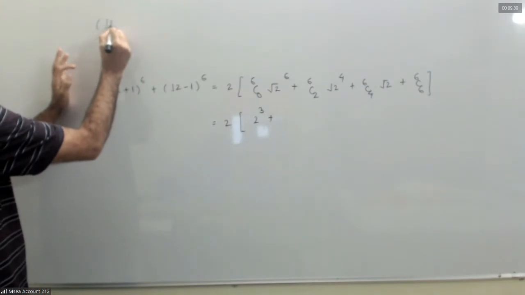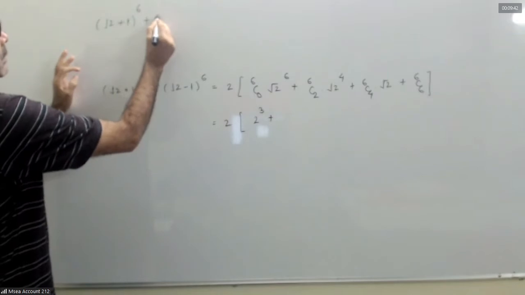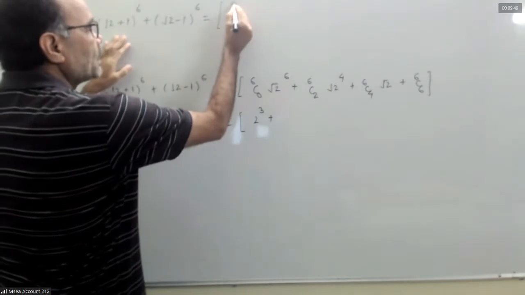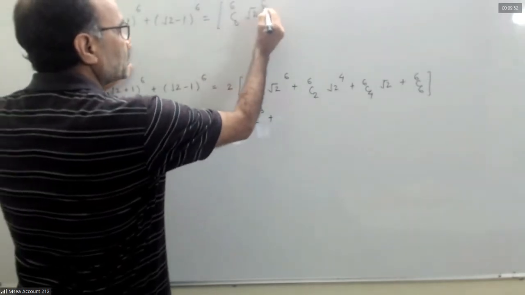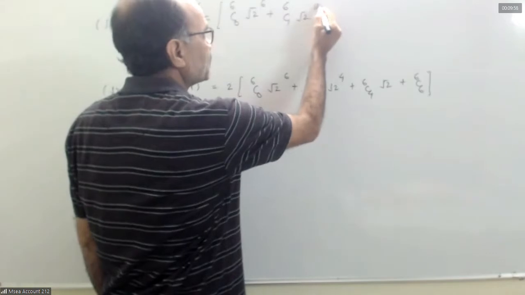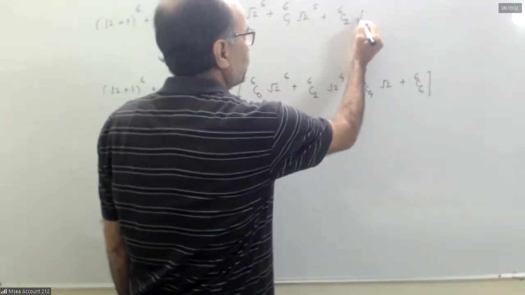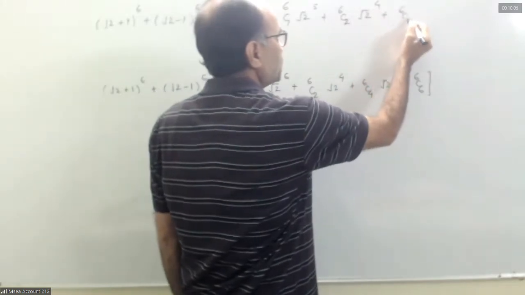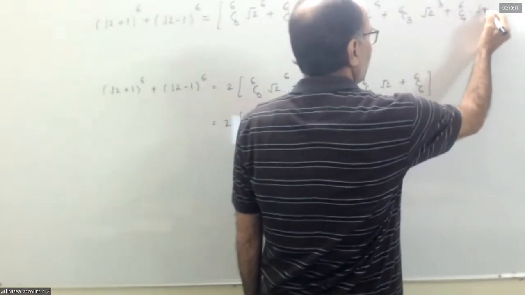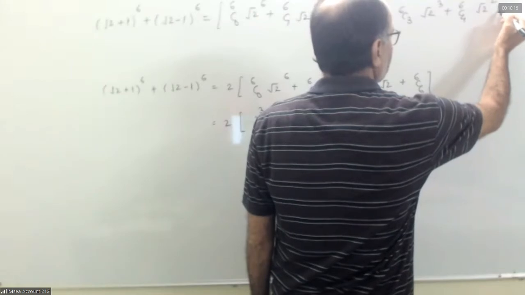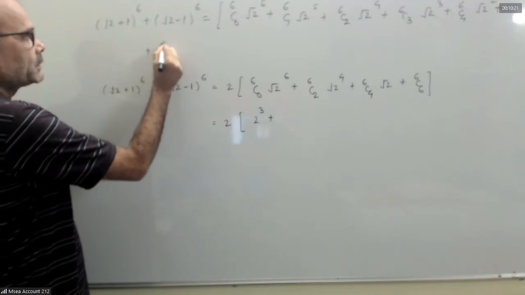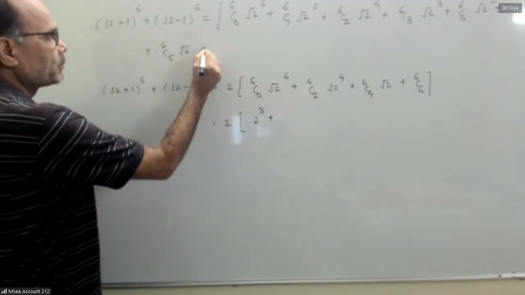See, root 2 plus 1 to the power 6 plus root 2 minus 1 to the power 6 equals, I am expanding term by term. 6c0 root 2 to the power 6 minus 6c1 root 2 to the power 5 plus, all the terms will be plus, 6c2 root 2 to the power 4, 6c3 root 2 to the power 3, 6c4 root 2 to the power 2, plus 6c5 root 2 plus 6c6.